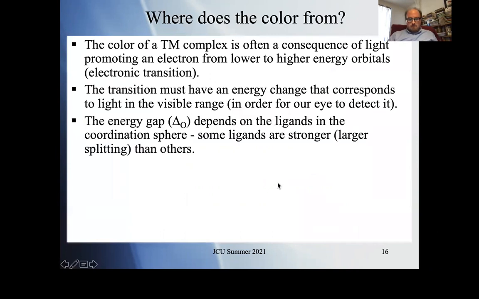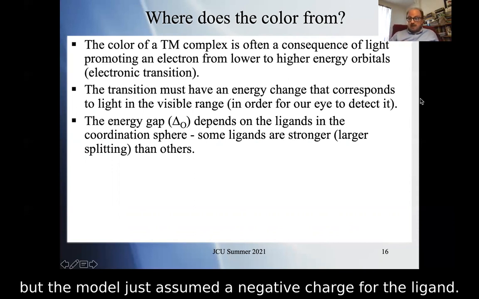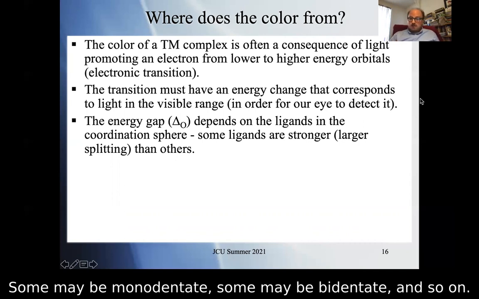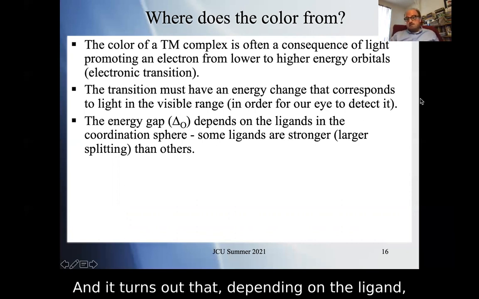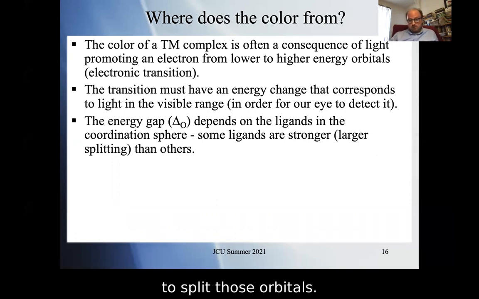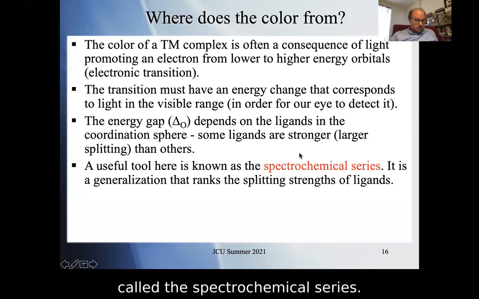All right, now as I said, we have that split based on the model. But the model just assumed a negative charge for the ligand. At this point, we know that there are lots of different ligands. They're not all negatively charged. Some may be monodentate, some may be bidentate, and so on. And depending on the ligand, it's going to have a different ability to split those orbitals. So the tool that we use for that is something called the spectrochemical series.